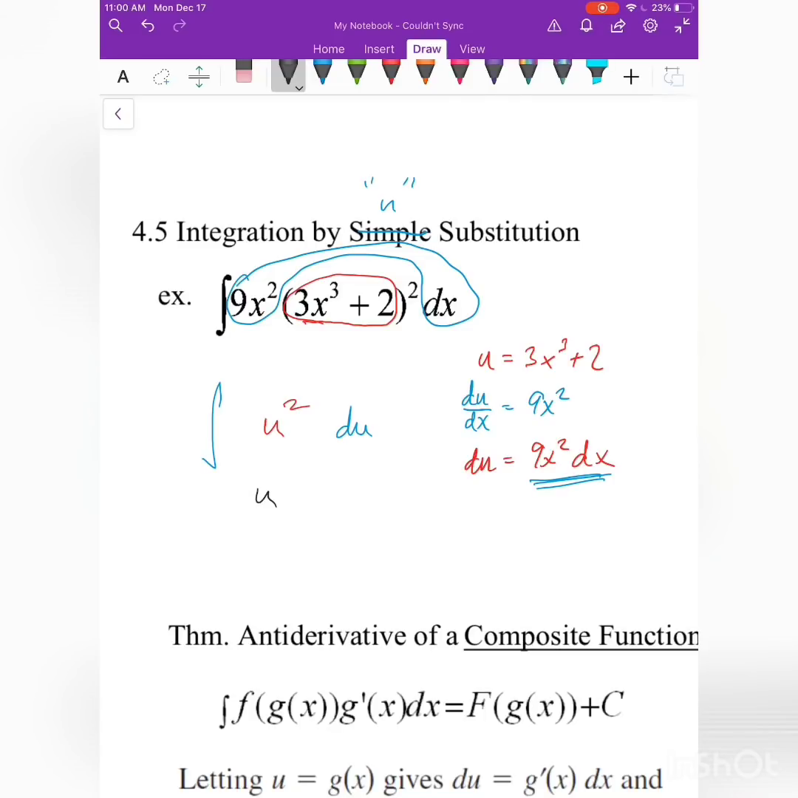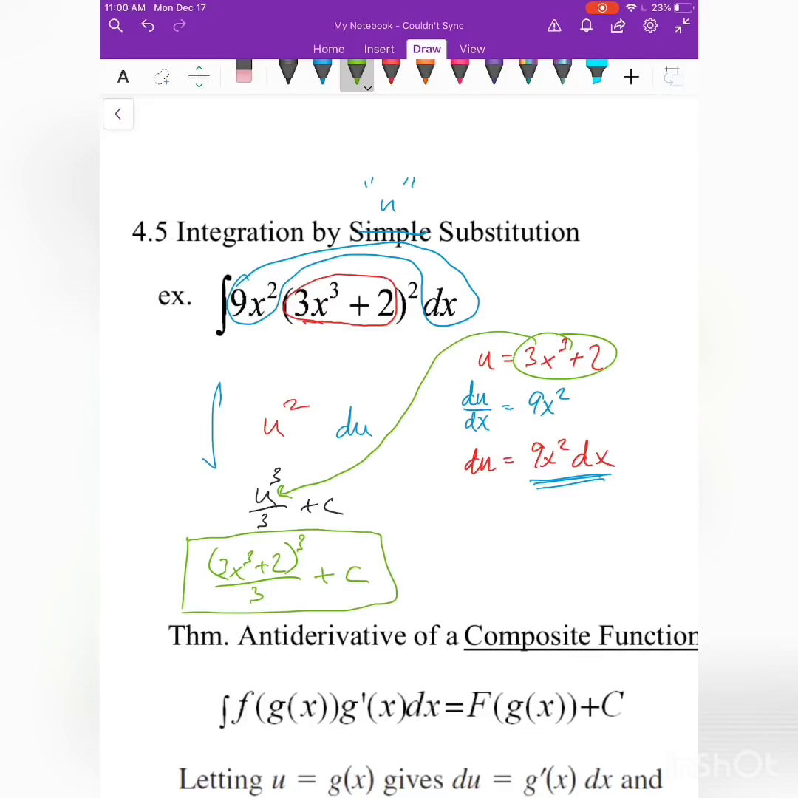So the integration of u squared would be u cubed over 3 plus c. And then we simply don't want u in our answer, so we plug u back in. So 3x cubed plus 2 quantity cubed over 3 plus c is our final answer. And that's your first example with u substitution. And the reason why we do u substitution here is because this is a product and a chain rule. So this is the rule for product, quotient, and chain rules.